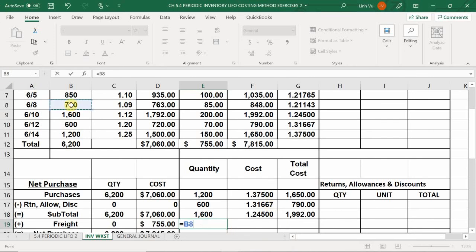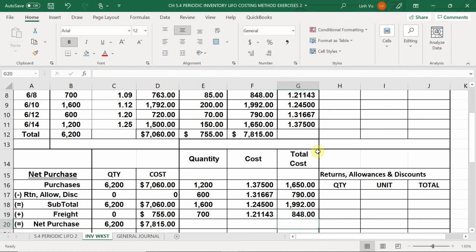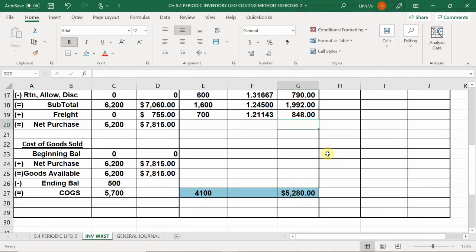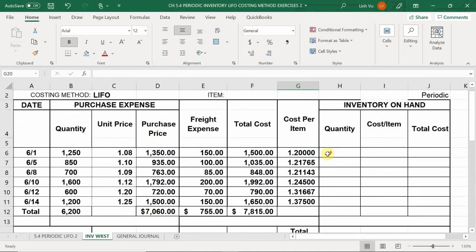700 from June 8th. Okay. Which I know is going to give me a grand total of $848. So now I'm at 4,100. So therefore, I still have 1,600 left to sell.